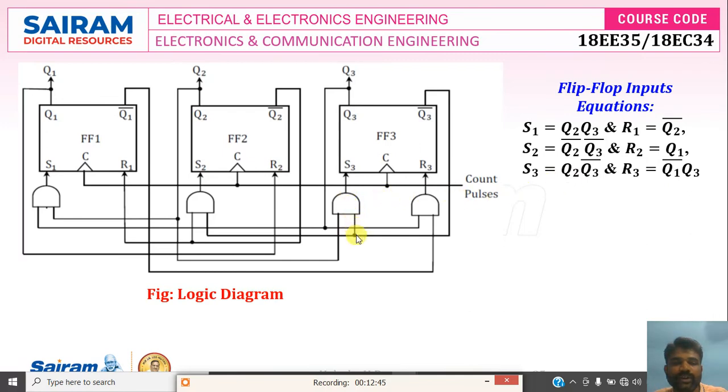And S3 is Q2, Q3 bar. So here one input, this line is derived from here. Q3 bar and another line Q2. And R3 is Q1 bar Q3. See, this is Q3 and this is Q1 bar. Clear? So this is a procedure to design using SR flip-flop.